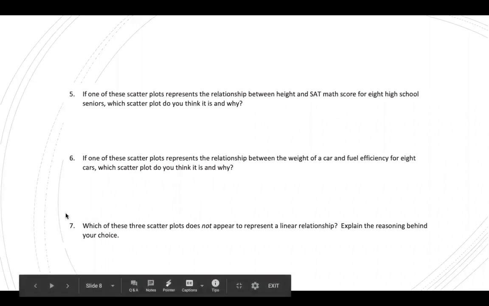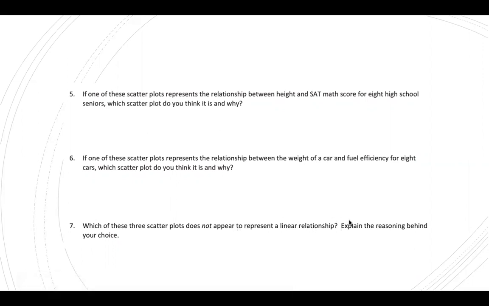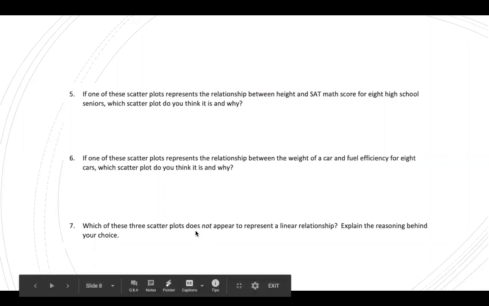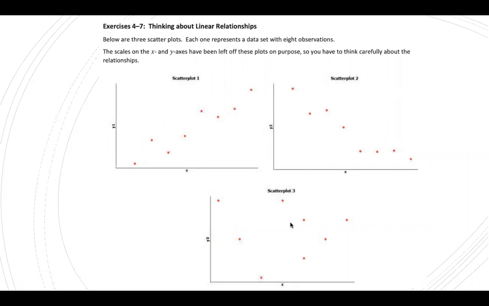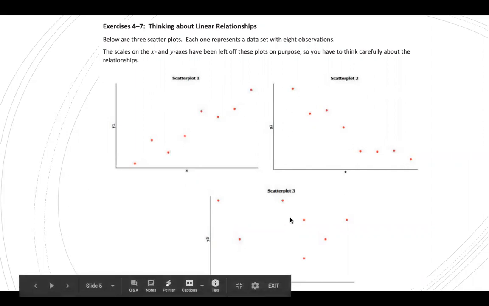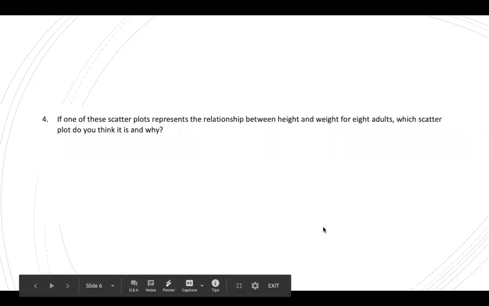All right, and number 7. Which of these three does not appear to represent a linear relationship? Explain why you chose that. So again, which one does not look like a line, a straight line, a linear relationship that would represent those points well? 1, 2, or 3, and why?